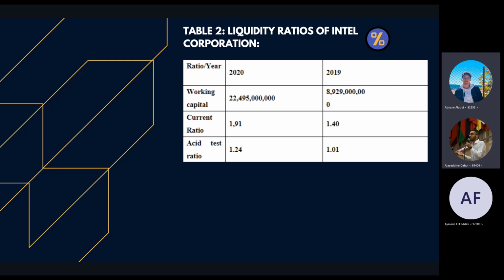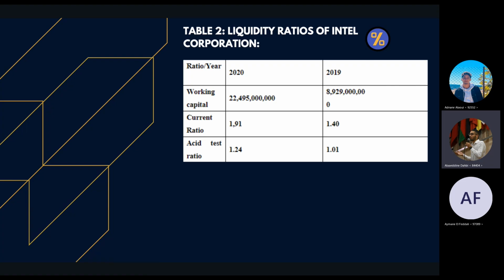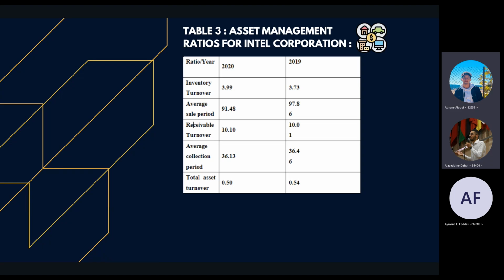That is so huge. However, the acid test also increased, but only with 23%, which is less than the current ratio with 13%. That explains that assets like the inventory increased heavily. Moving on to the asset management ratio for Intel Corporation for both 2019 and 2020.